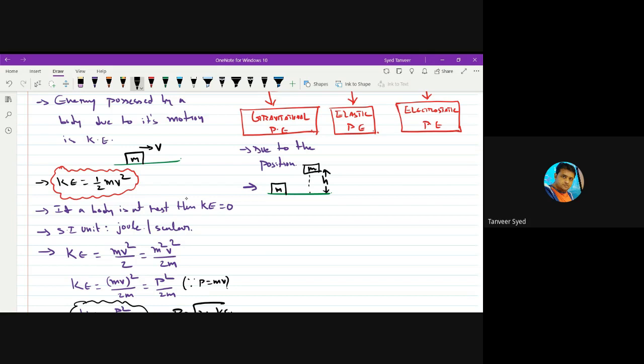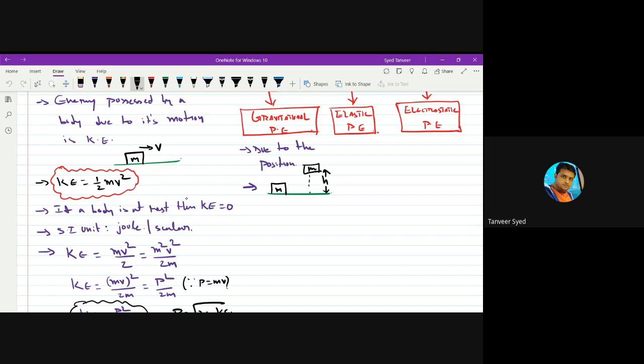Now this body, which is at a height h, will have potential energy due to its position. How much energy? See, how did that body go to height h? Someone should have lifted it. Suppose there is a book lying on the floor. You lift that book and hold it at the level of your head. To lift that book from the ground to height h, you applied force and there is displacement. That means you did work.